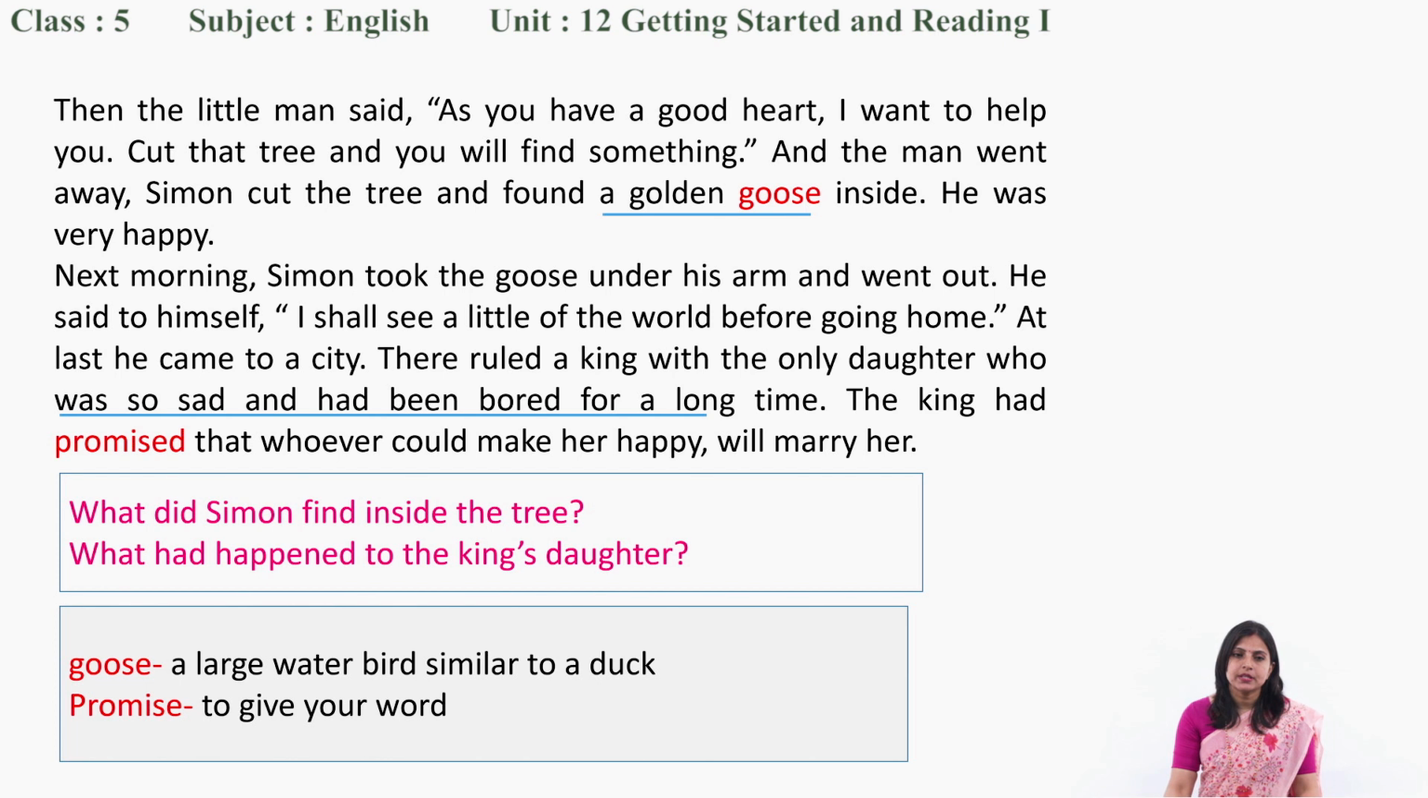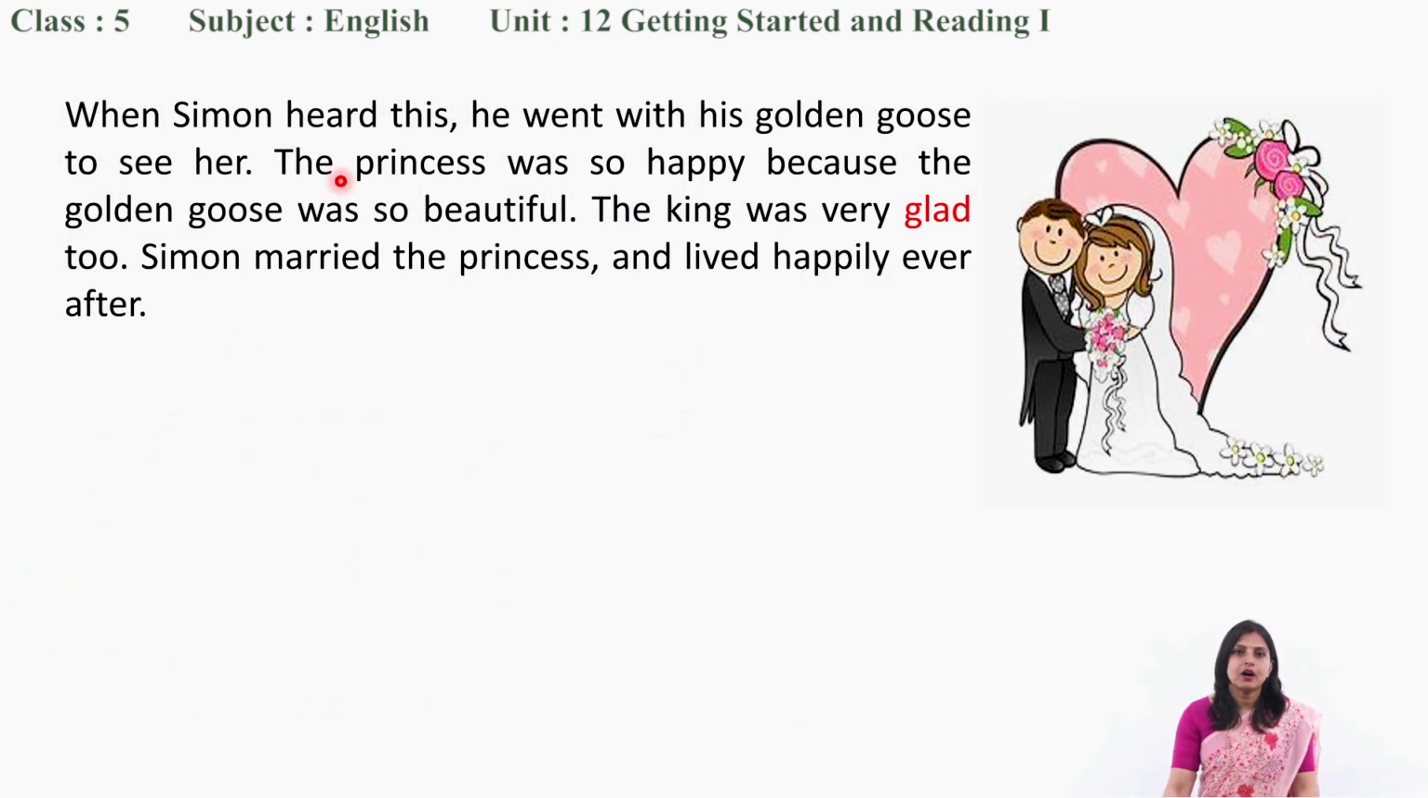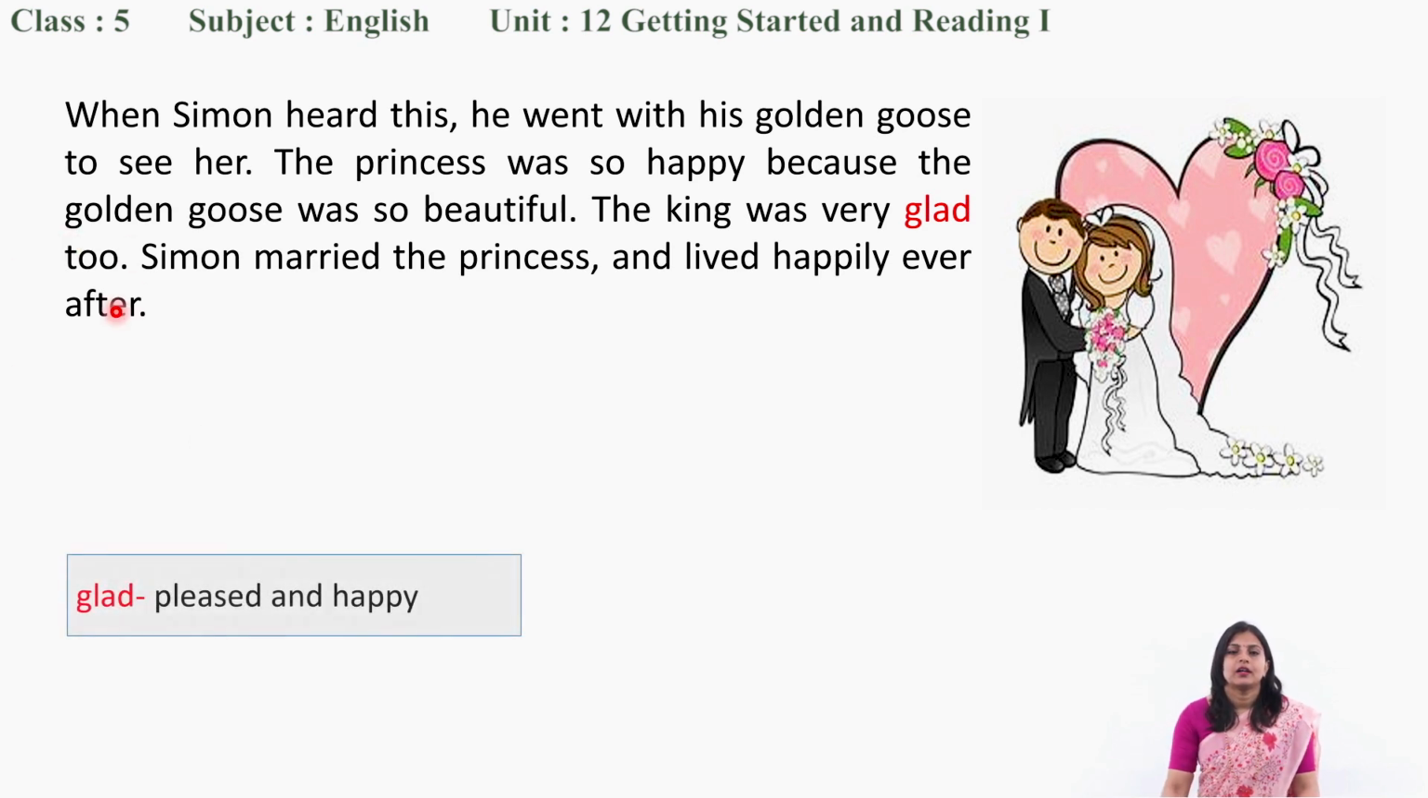Okay, so promise means to give your word, to say that you will do that thing. Okay, so here is the golden goose you see, that Simon has got. When Simon heard this, he went with his golden goose to see her. The princess was so happy because the golden goose was so beautiful. The king was very glad too. Simon married the princess and lived happily ever after. Glad means very much happy, pleased.